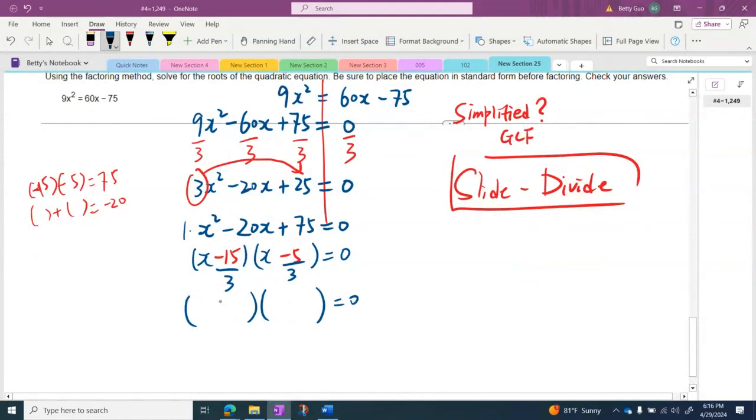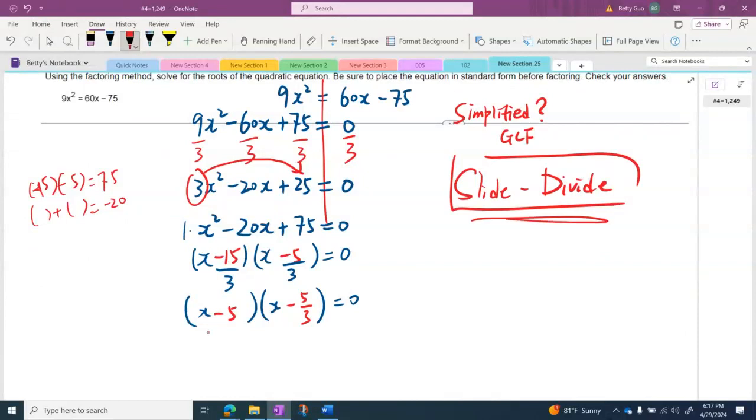So we have negative 15 divided by 3, that is negative 5. And negative 5 over 3 is already reduced. Almost there, okay? Please do not slide again. The method only has two parts, slide, divide. We are going to have our solution now.